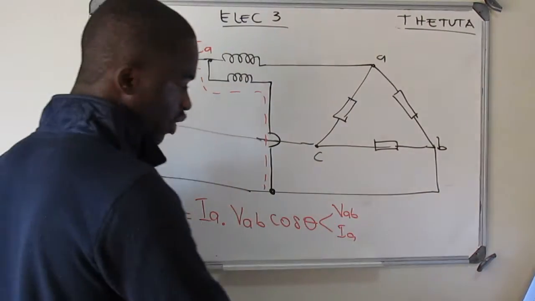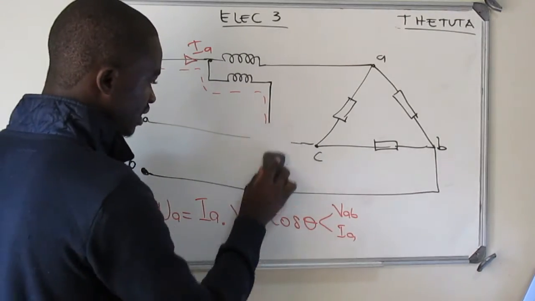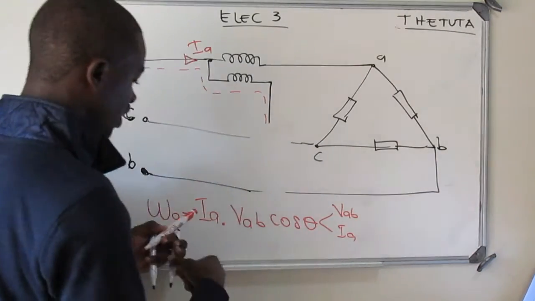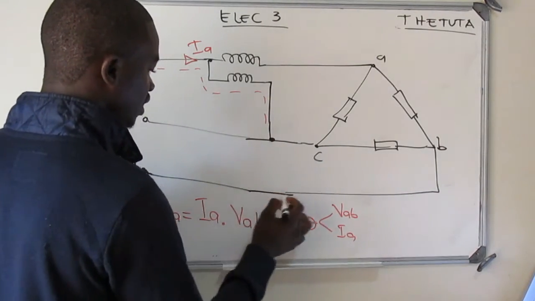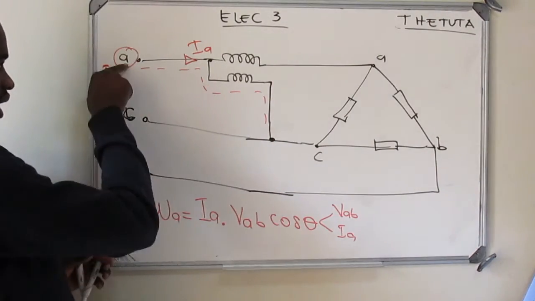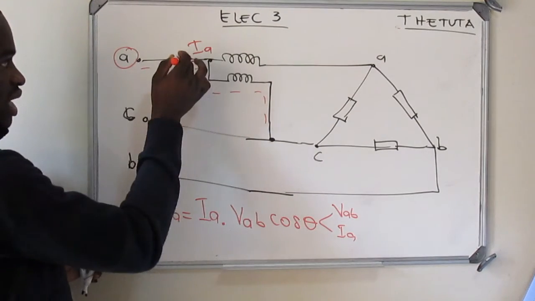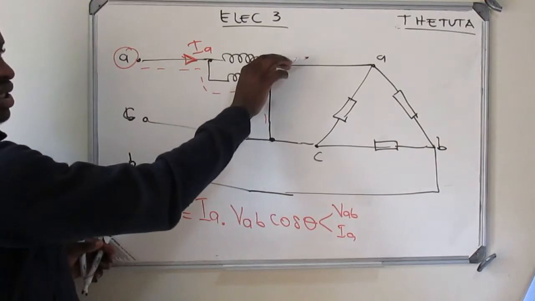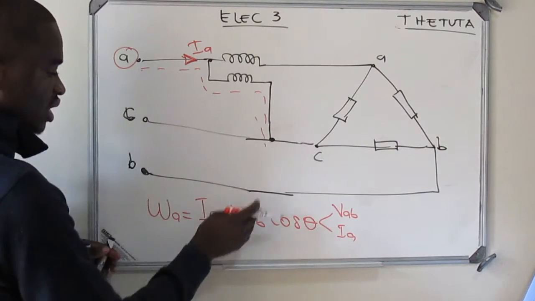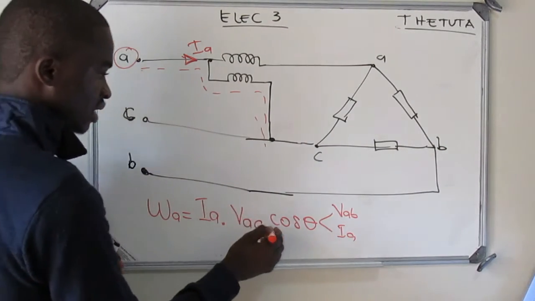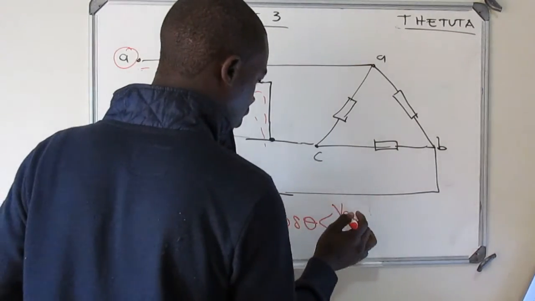And therefore my cos is going to be cos of the angle between VAB and the current IA. If in the same problem again, they say this wattmeter's voltage coil was connected between A and C, what changed? The current is still the same, because the current flowing in the current coil is IA. But the voltage will be from A to C. Then I come here, I put C.